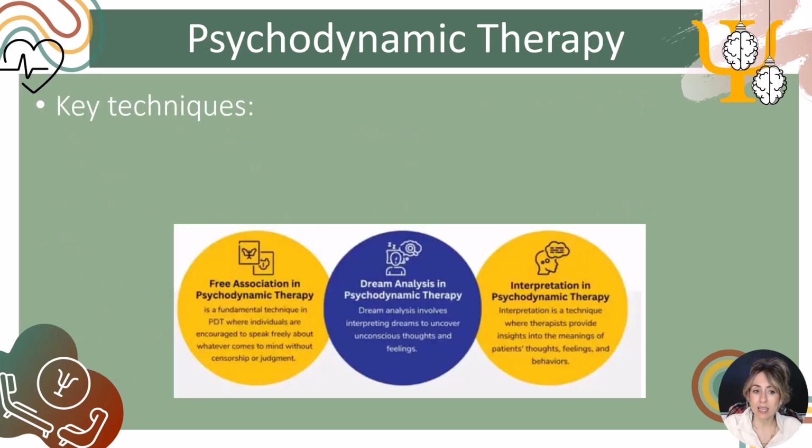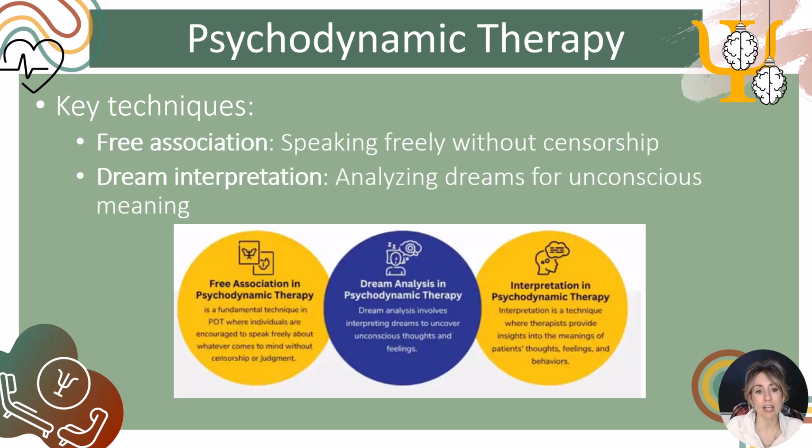So two key techniques that psychodynamic therapy uses are free association and dream interpretation. Free association is a technique where the client is allowed to say whatever comes to mind. Sometimes they do this strategy where the therapist will say one thing and then the client says the first thing that comes to mind.